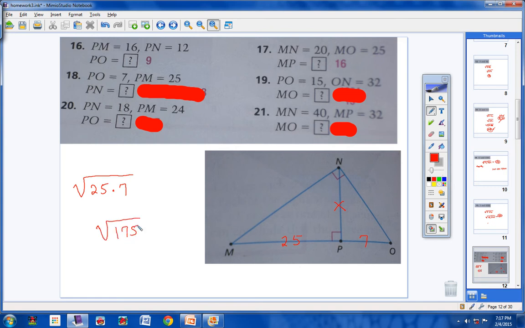Okay, now you can type that into your calculator and get out a decimal if you want to, or you can simplify it. I have no problem with a decimal whatsoever. So if you type this into your calculator, you will get approximately 13.23. Okay, alright, moving on to number 19.